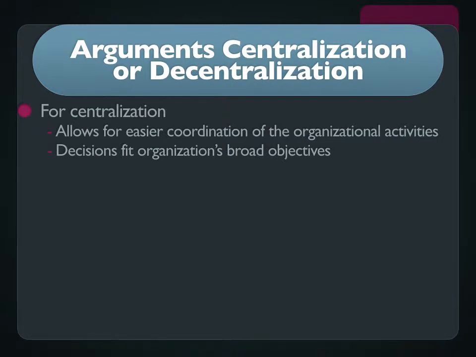The other benefit of centralization is that decisions fit the organization's broad objectives. If decisions are made centrally, you're unlikely to have decisions in one unit that have a negative effect on another unit, because at the higher levels, you're able to see how the different parts fit together. And sometimes the lower levels may not see how their activities are related to other activities, and so you can run into instances in which you have a division that undercuts the efforts of another division.